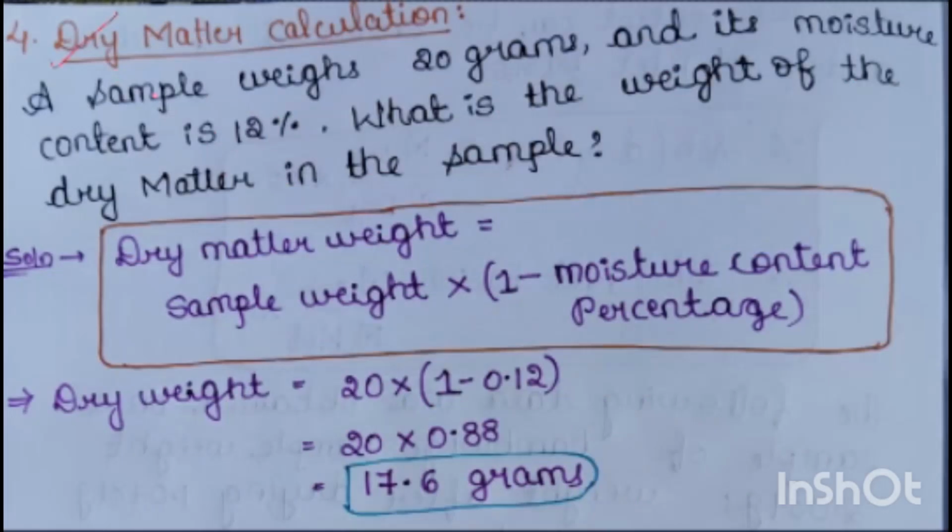Next, coming to the dry matter calculation. A sample weighs 20 grams and its moisture content is 12%. What is the weight of the dry matter in the sample? Dry matter is equal to sample weight times (1 minus moisture content percentage). It is converted into a fraction, that is 0.12. Now dry weight is equal to the sample weight, 20 grams, times (1 minus 0.12), which is equal to 17.6 grams. That is the weight of the dry matter in the sample.